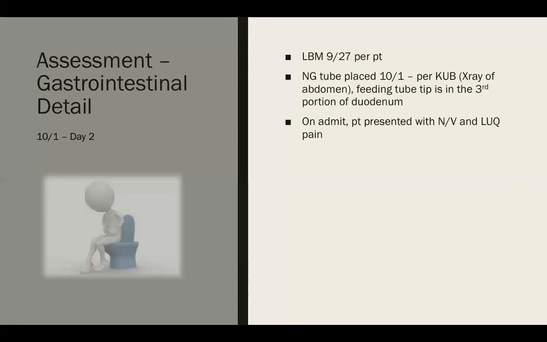All right, let's talk a little bit about the gastrointestinal detail. Per patient, her last bowel movement was on the 27th of September. She had an NG tube placed this morning, and the KUB, which is essentially an X-ray of the abdomen, showed that the feeding tube is in the third portion of the duodenum. And on admit, patient presented with nausea and vomiting and left upper quadrant pain.